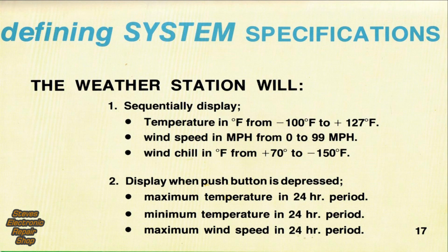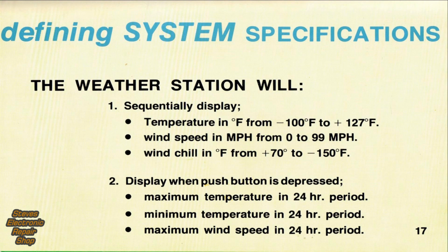Here are our system specifications. We want the weather station to sequentially display temperature in degrees Fahrenheit, from minus 100 degrees up to plus 127 degrees. Wind speed in miles per hour from 0 to 99, and wind chill in degrees Fahrenheit from plus 70 degrees to minus 150 degrees. Also, when a push button is depressed, we want to display either the maximum temperature, minimum temperature, or maximum wind speed that occurs in a 24-hour period.